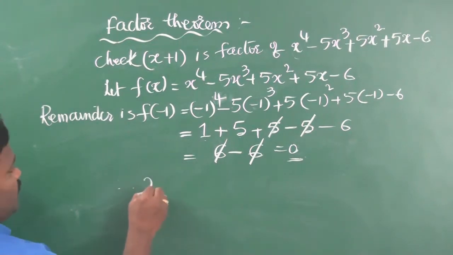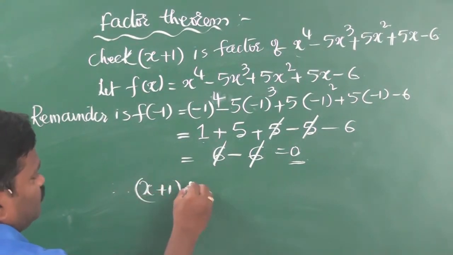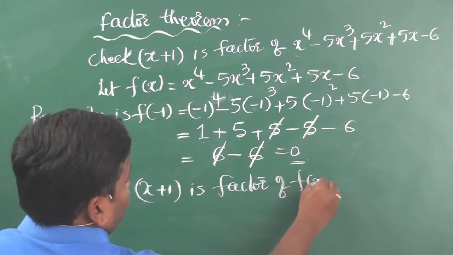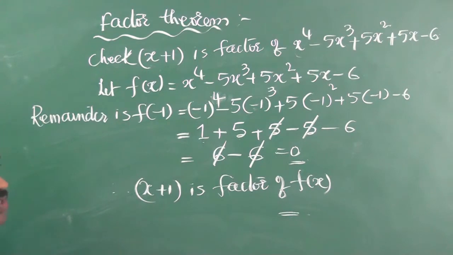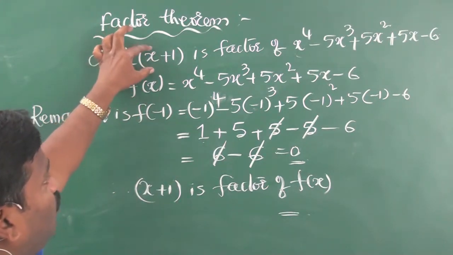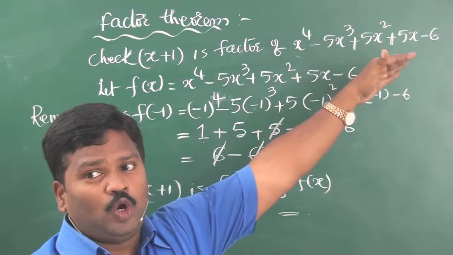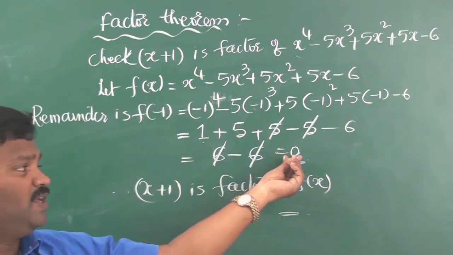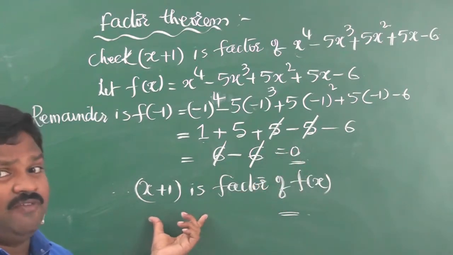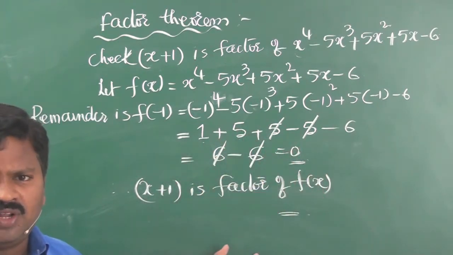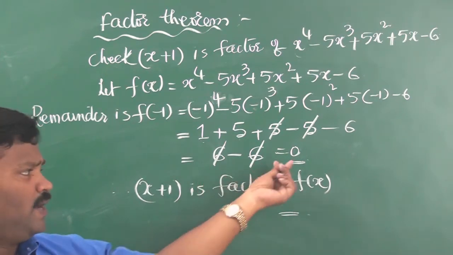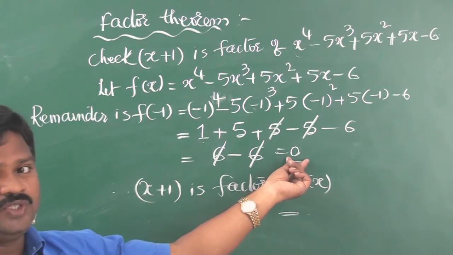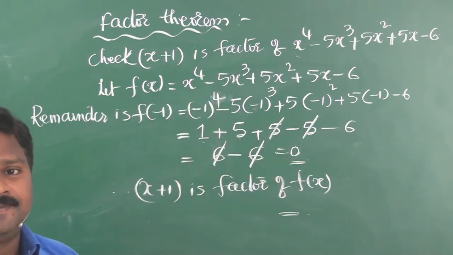Therefore, x plus 1 is a factor of f of x. So if you want to check whether a first degree polynomial is a factor of a given polynomial or not, just find the remainder. If it is equal to 0, then it is a factor. If it is not equal to 0, it is not a factor. Very simple. If the remainder is 0, then the divisor is a factor. If it is not equal to 0, the divisor is not a factor. Is it clear?